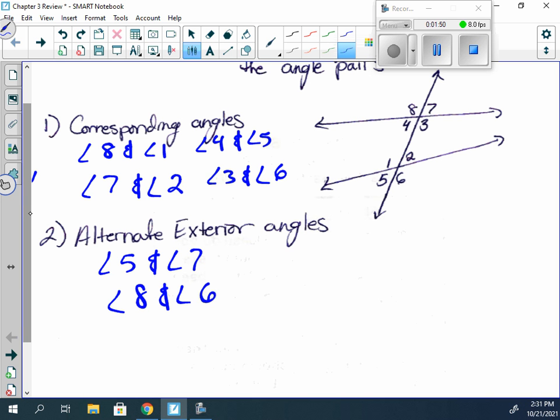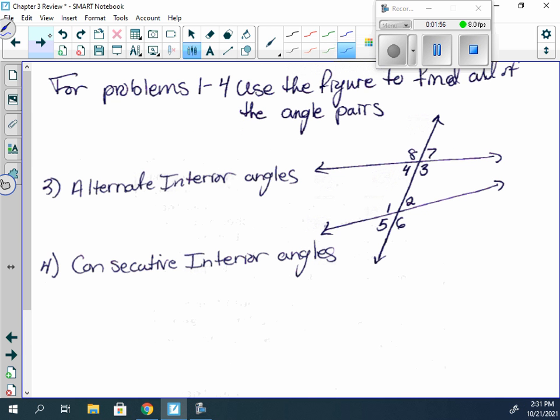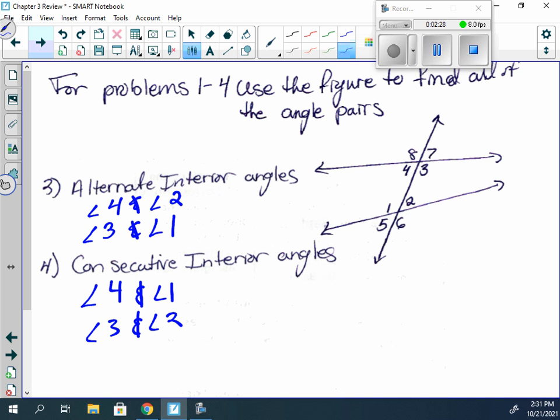What about number 4? Okay. You ready to look at the next? So alternate interior angles are going to be on opposite sides of the transversal in between the two lines. 4 and 2, 3 and 1. Consecutive interior angles. So interior means they're on the inside, but consecutive means they're on the same side of the line. So we would have 4 and 1 and then 3 and 2. And that would be it for those first 4.